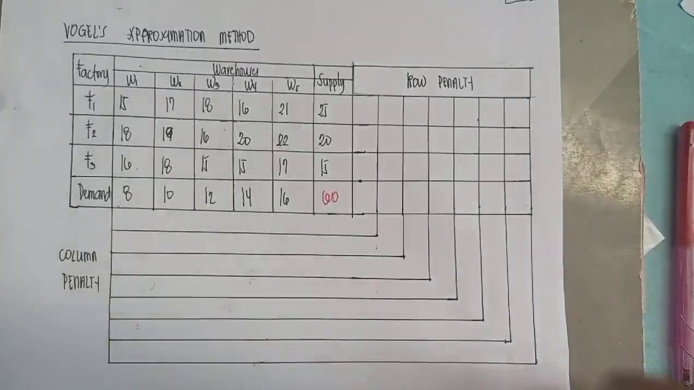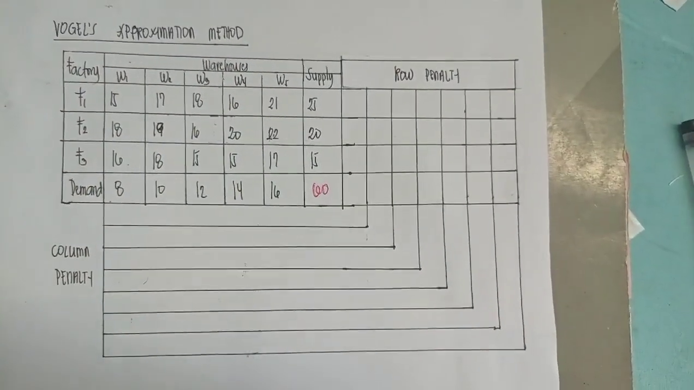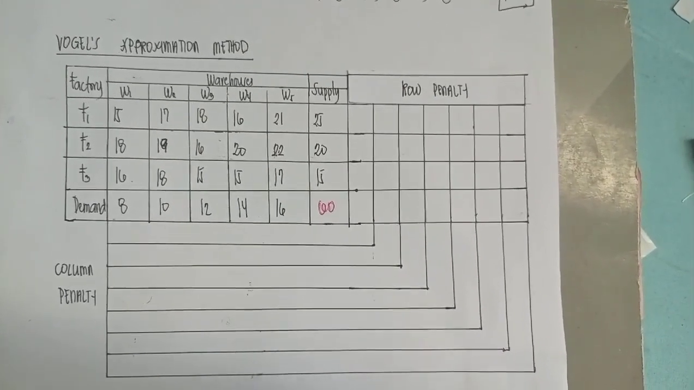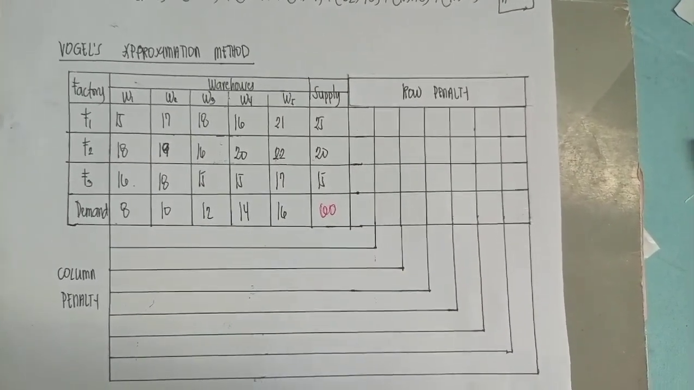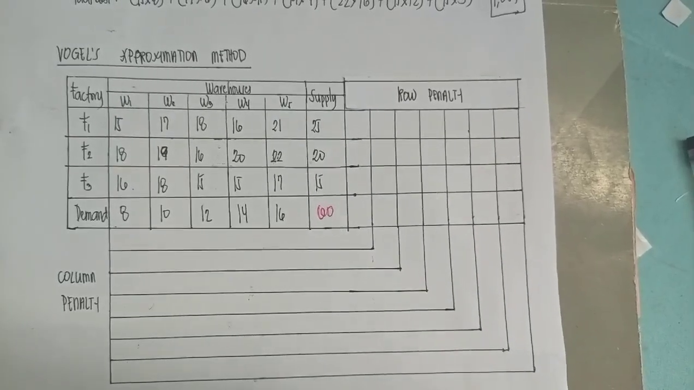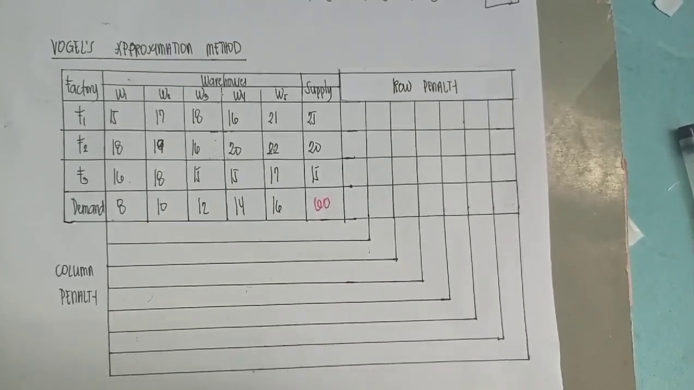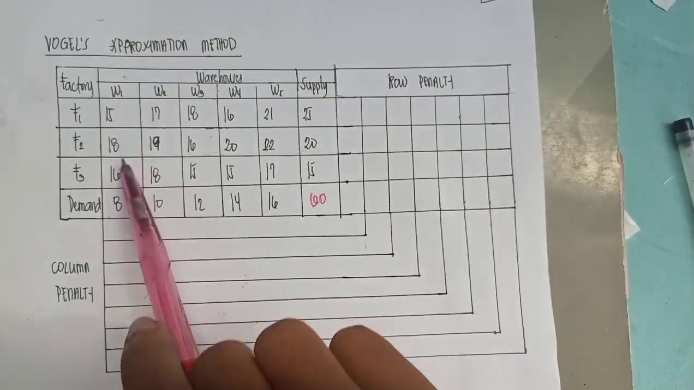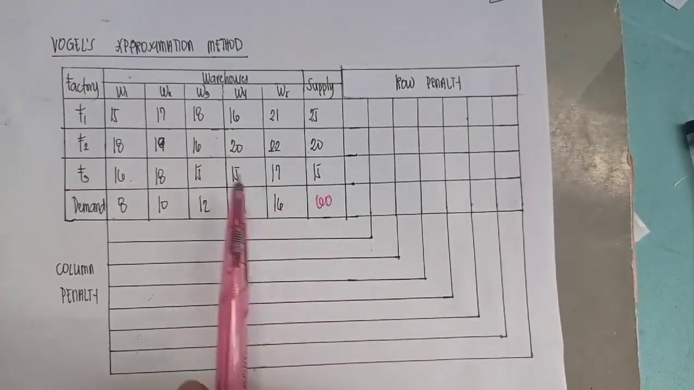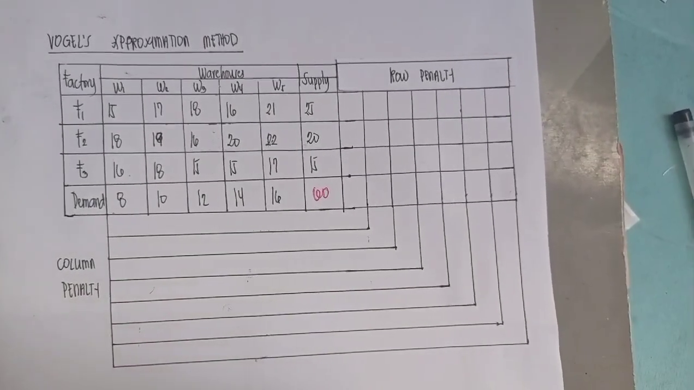The third method would be the VAM or the Vogel's approximation method or the penalty method. This method is preferred over the NWCM and LCM because the initial basic feasible solution obtained by this method is either the optimal solution or very near to the optimal solution. To solve this, find the cells having the smallest and next to smallest cost in each column and write the difference, called column penalty, over the table.